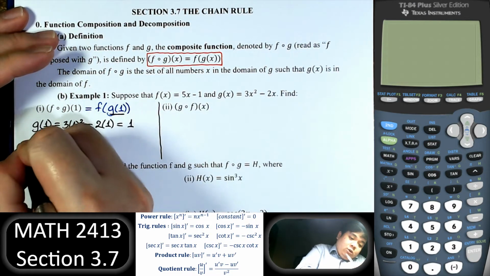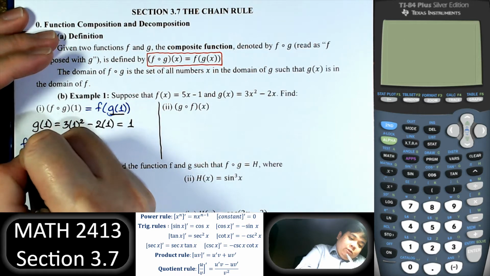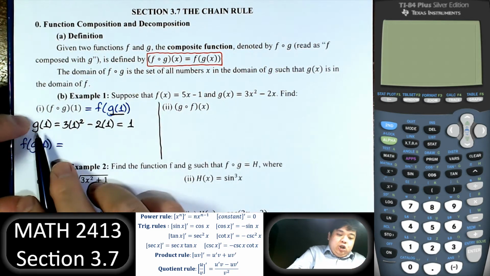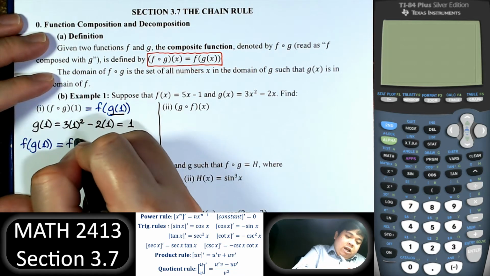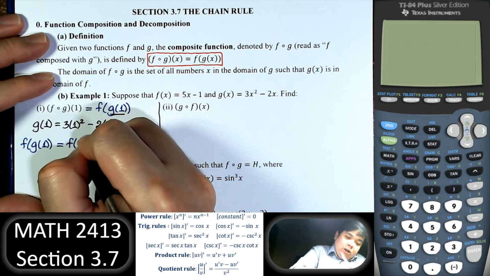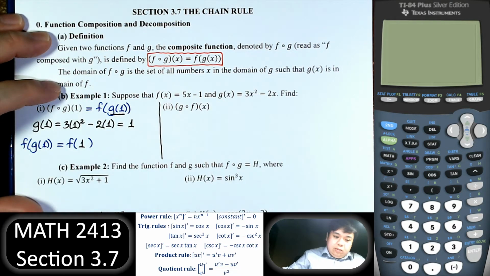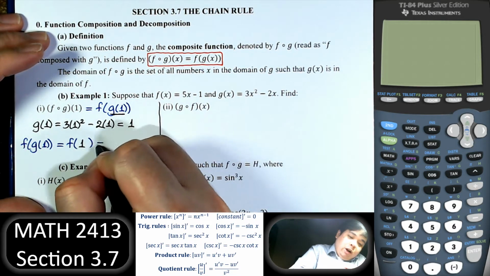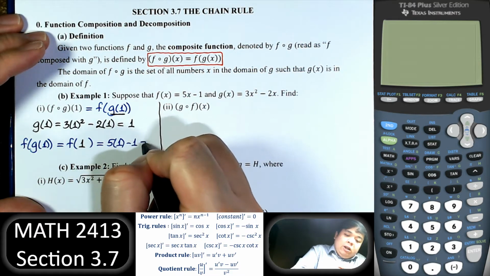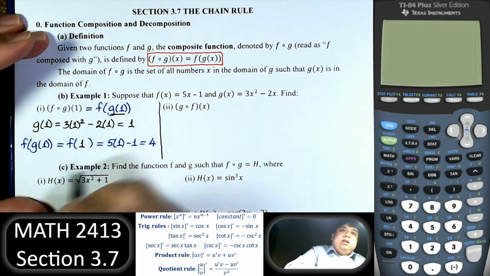Then we go back to the problem f of g of 1. g of 1 is equal to 1, so this is just f of 1, which is 5 times 1 minus 1. 5 minus 1 is 4.